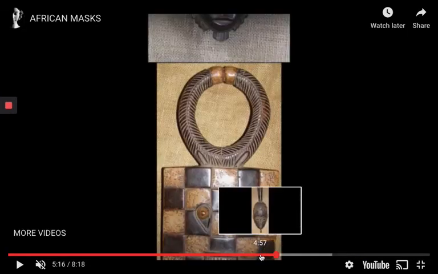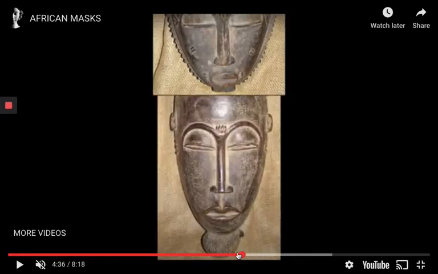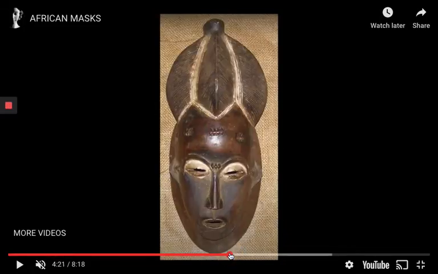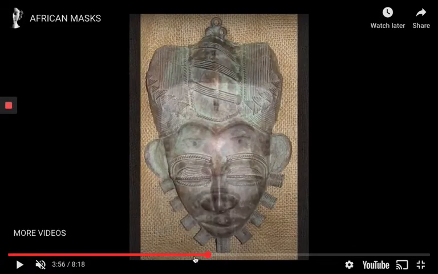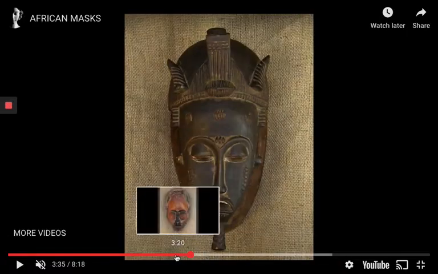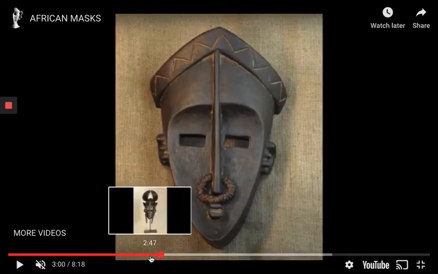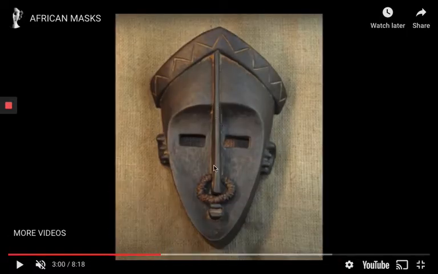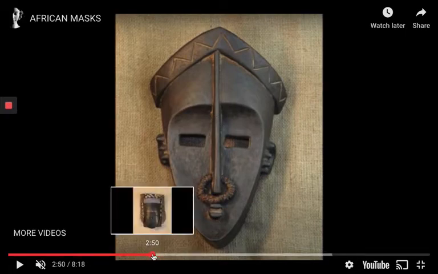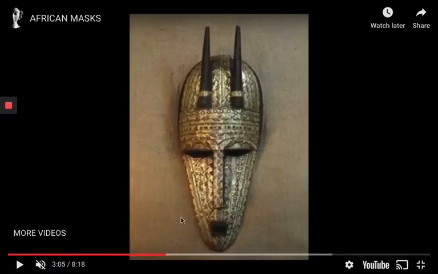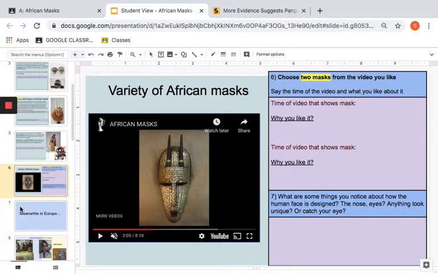Not in all cases, but as I scroll around, I see it's pretty common to see this long, thin nose and these squinty eyes, right? Not everywhere, but there's lots of examples of a long nose with a small mouth. There you go, and a long nose again. I want you to look around and tell me what you think is interesting.